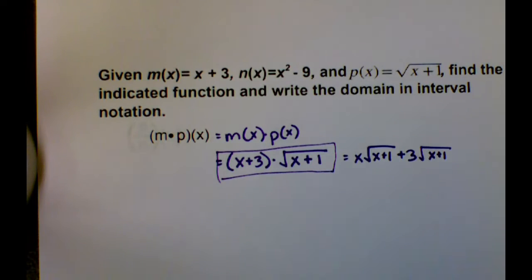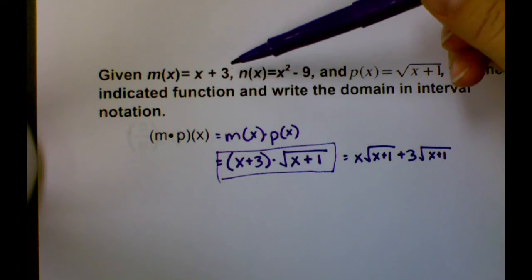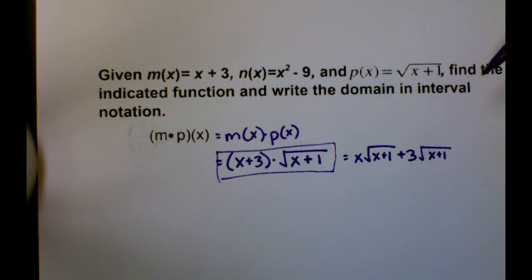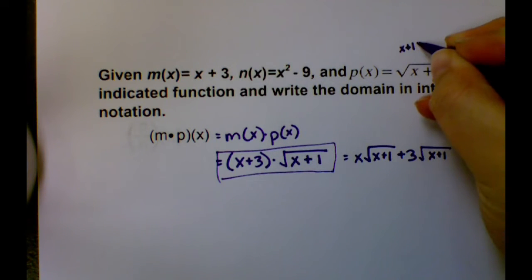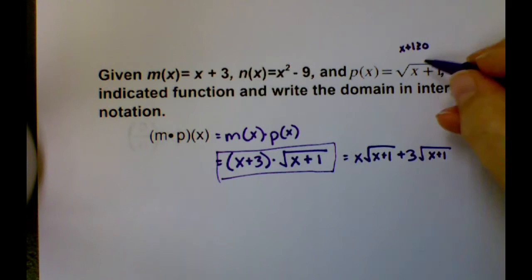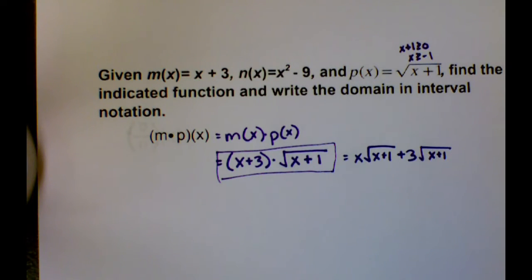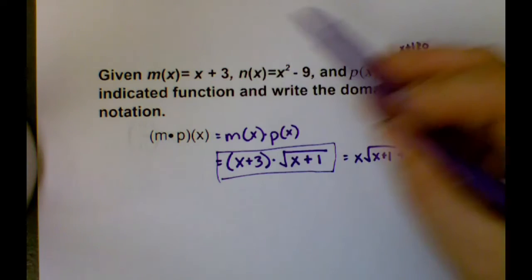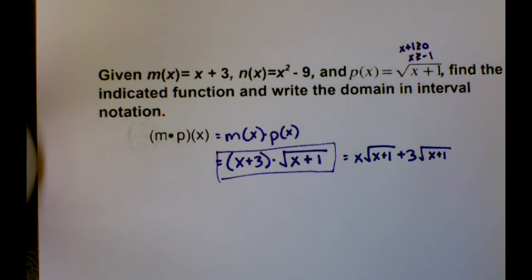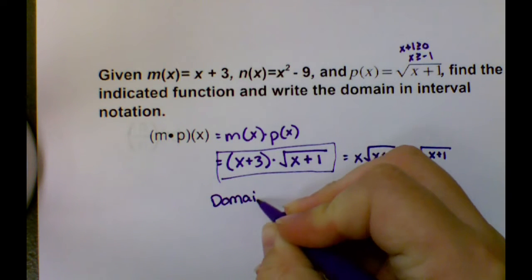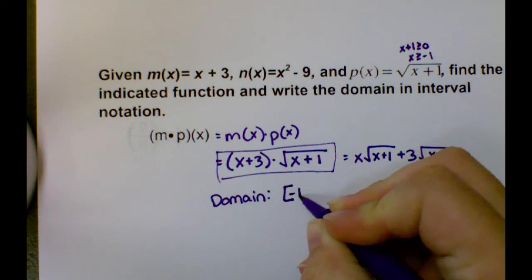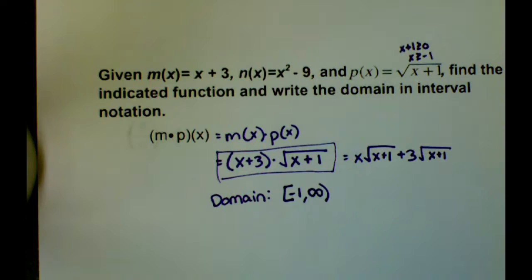Now for our domain. Well, the domain of m of x is all real numbers. The domain of p of x, remember, we have to take x plus 1 is greater than or equal to 0. So x has to be greater than or equal to negative 1. What those have in common, all real numbers and x being greater than or equal to negative 1, is that x has to be greater than or equal to negative 1. So that means our domain is negative 1 to infinity with a bracket on the negative 1.